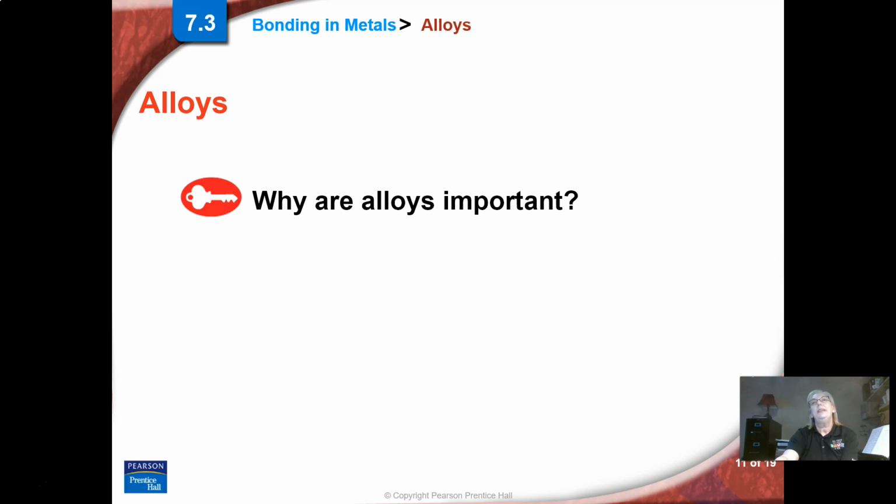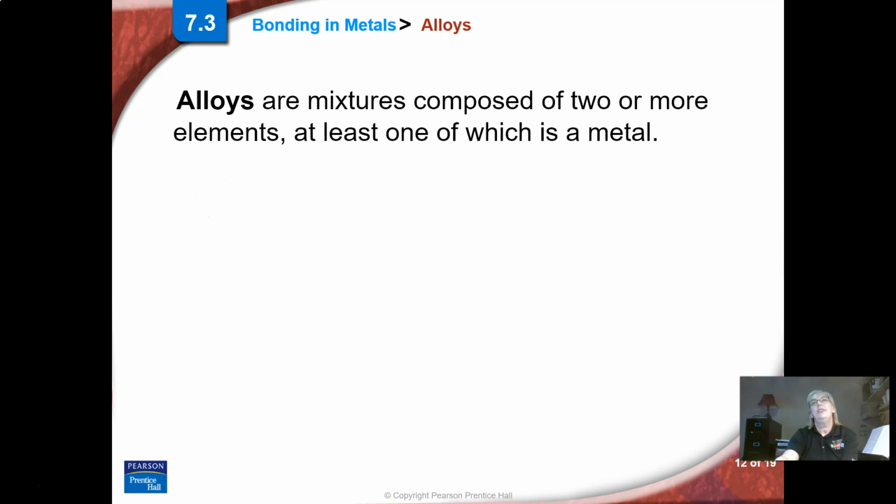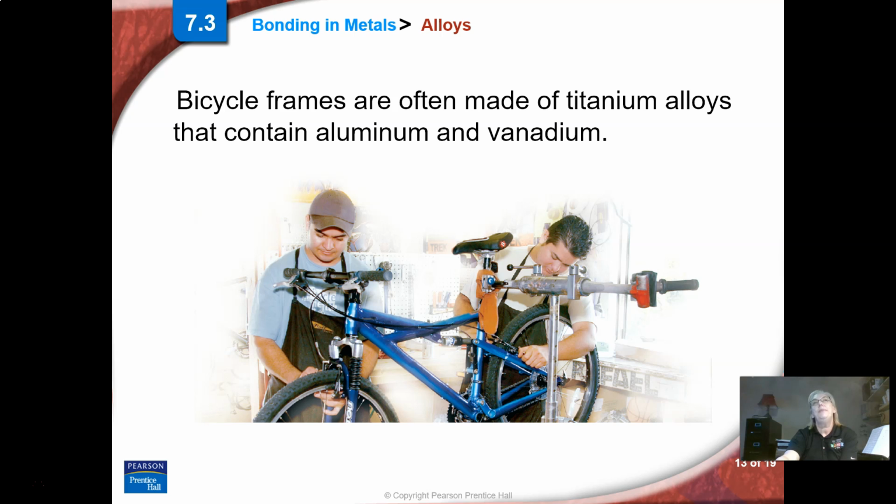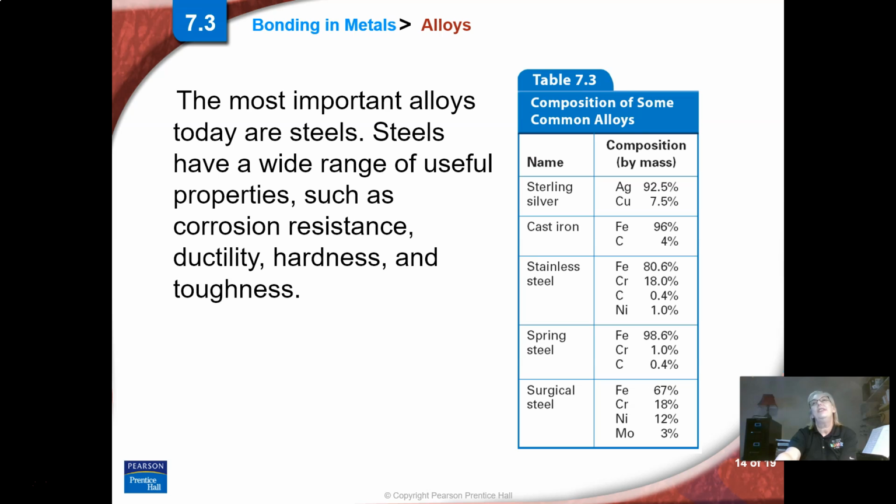And then alloys are combinations of metals and other mixtures. It has to have one metal in it, and it can have other things in there. And they're important because we make alloys to strengthen the metal, to make it stronger. So bicycle frames are made of aluminum and vanadium, some of them. Those are called titanium alloys, and they're very strong. So we add chemicals together to strengthen the property of the metal. Those are alloys. So here's some different alloys.